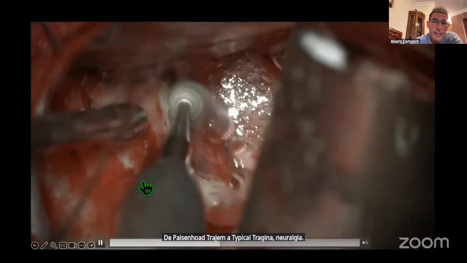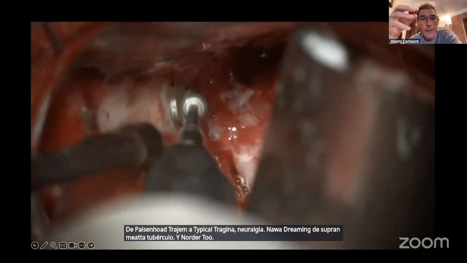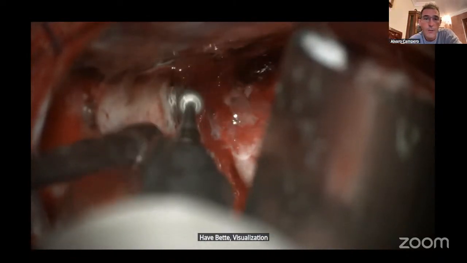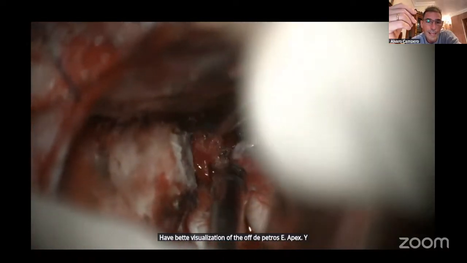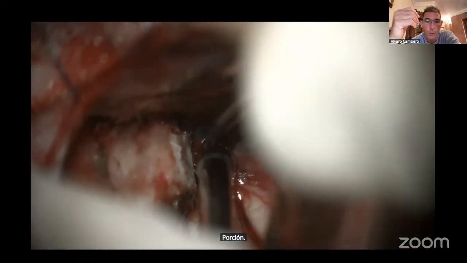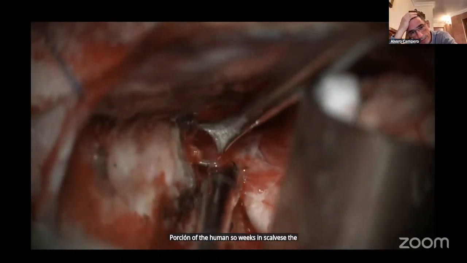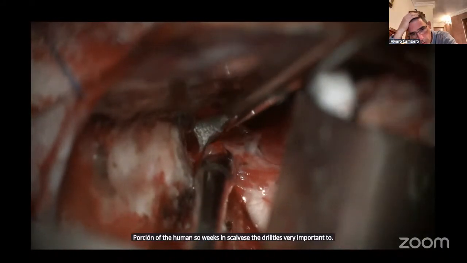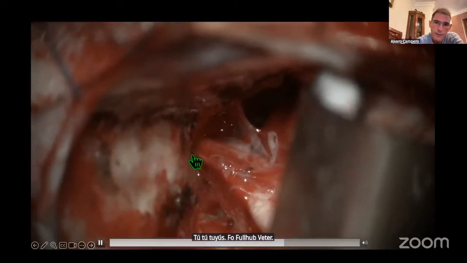Now we are drilling the suprameatal tubercle in order to have a better visualization of the petrous apex in order to remove that portion of the tumor. So we have to use the drill in skull base. It is very important to use it for better results. This is the fifth nerve.